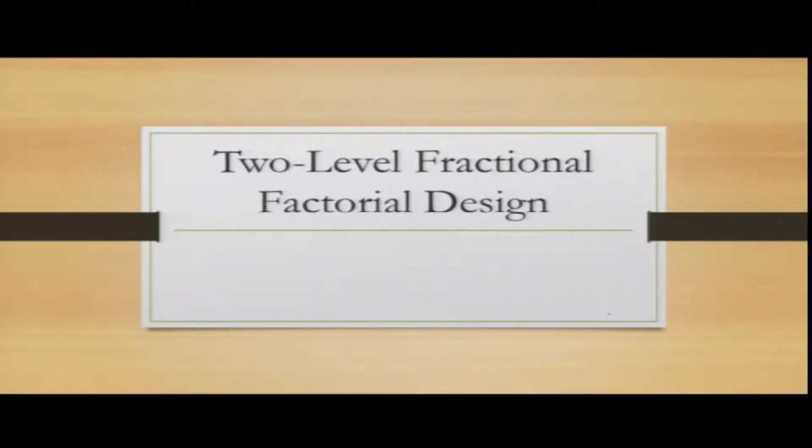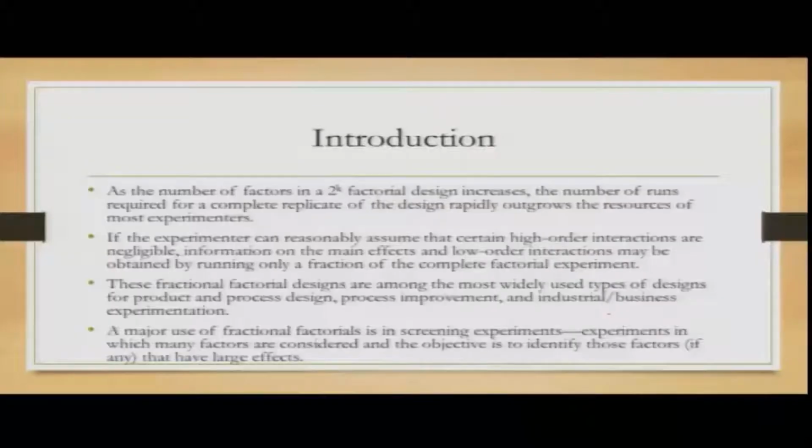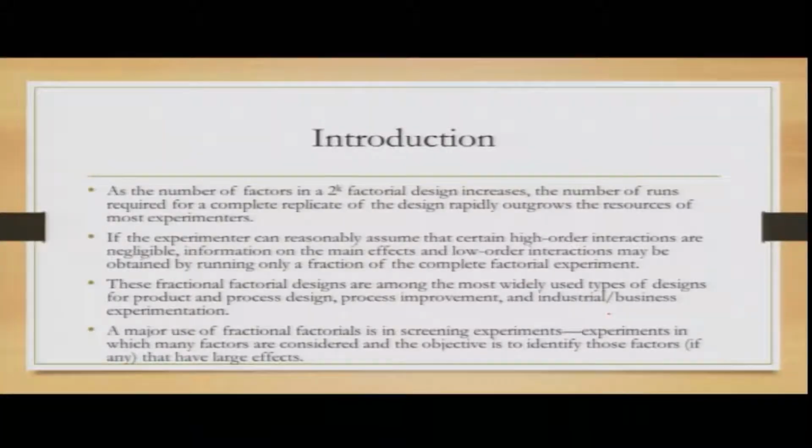Now, we will consider the 2 level factorial design problems, the factors which I have been saying, whether quantitative or qualitative, and consider them in more detail within the 24th, 25th, 26th lectures as we proceed. As the number of factors in a 2 to the power k factorial design increases, the number of runs required for a complete replication of the design rapidly outgrows the resources of most experimenters. So, obviously, we have to take some corrective action and make our experiments foolproof, and still conduct the ANOVA test and come up with meaningful conclusions.